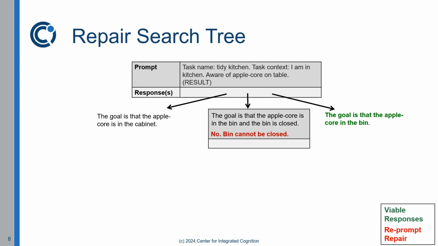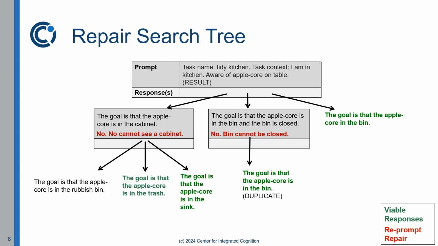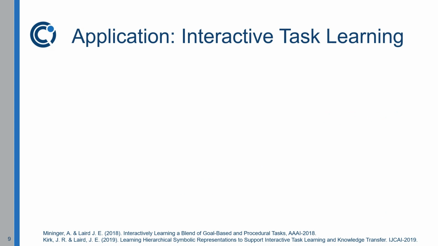And so for this middle response, the goal is that the apple core is in the bin and the bin is closed. The bin in this environment doesn't have a lid, so it identifies the mismatch that the bin cannot be closed and re-prompts the language model with this added information. And so here we get back a new response. In this case, it's a duplicate, but it did remove the offending clause that the bin was closed. Similarly, it can't see a cabinet, so it re-prompts the language model here and gets new responses for the apple core in different locations. We evaluate STARS on an interactive task learning agent.